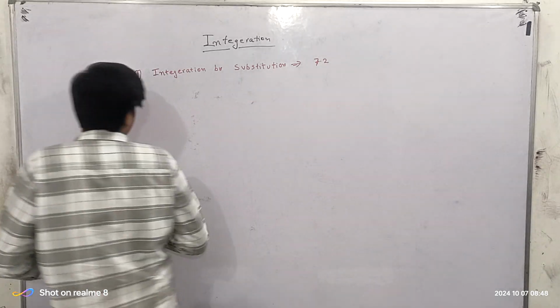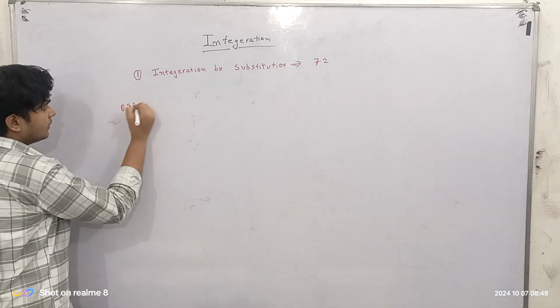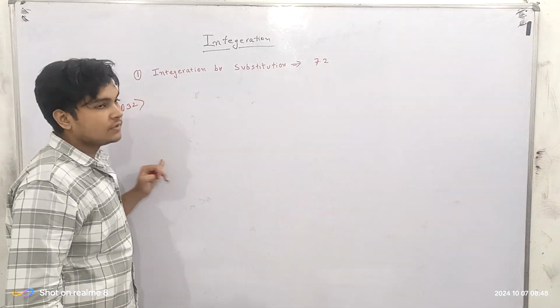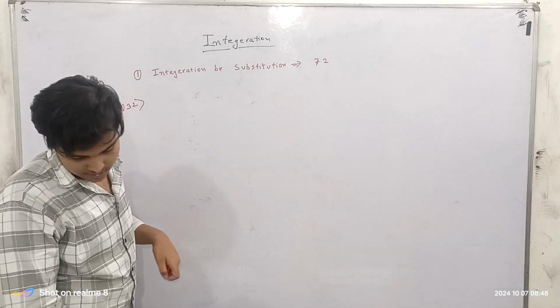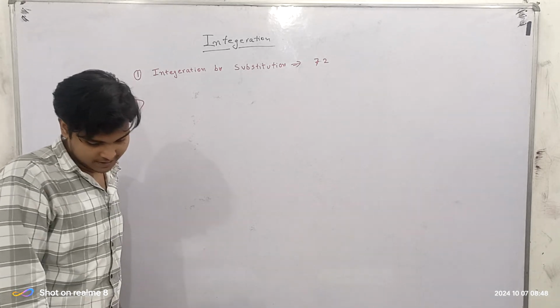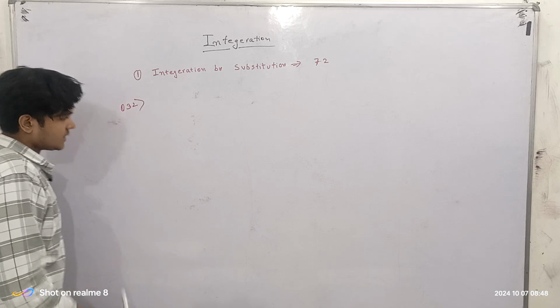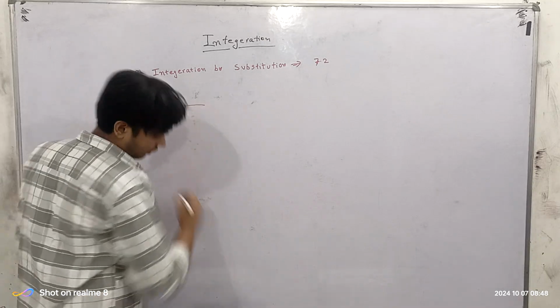Question number 32 is the second most important. If this question is clear, then 33 is also like this: 1 by 1 minus 10x. This is the type of question which is important. This type of question I have not solved.